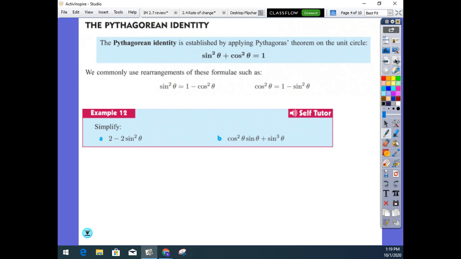The Pythagorean identity, we've talked about this one multiple times. Sine squared plus cosine squared equals 1. Then we just can rearrange it. If I want to get sine squared by itself, do you see I could just subtract cosine squared to the other side? That's this version. Or I could get cosine squared by itself by subtracting sine squared. So all 3 of these are the same equation, just in different order. Just using algebra to rearrange.